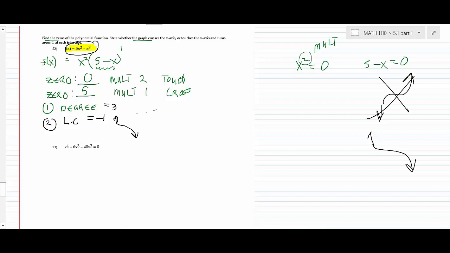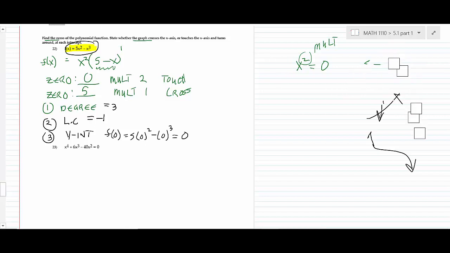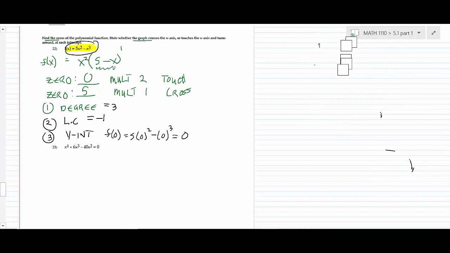And then the next thing we want to do is the y-intercept. Again, what you do is just replace all of the x's with 0. So you'd have f of 0 equals 5 times 0 squared minus 0 to the third, so that gives 0. Okay, and that's good enough. We've got everything we need to put this graph together. Is there any questions? The only thing different about this is you got a factor.